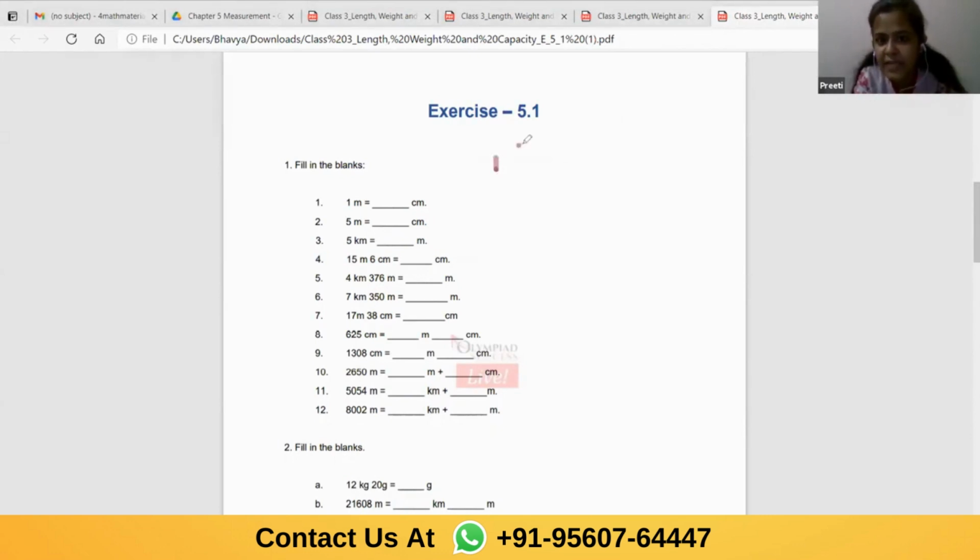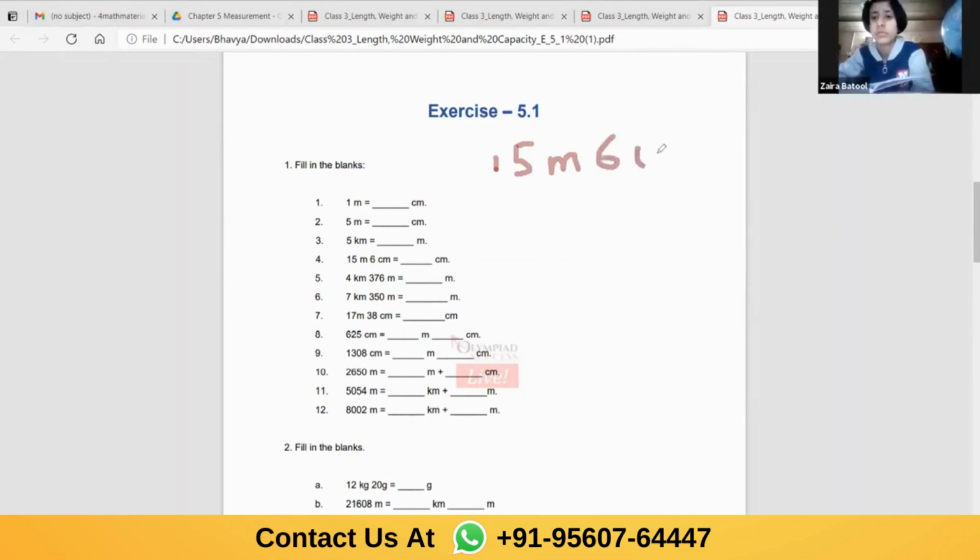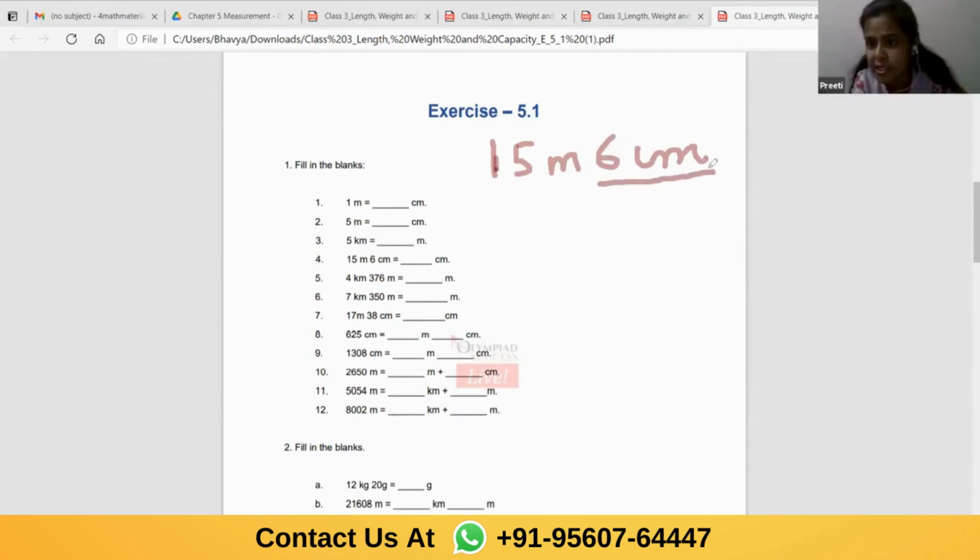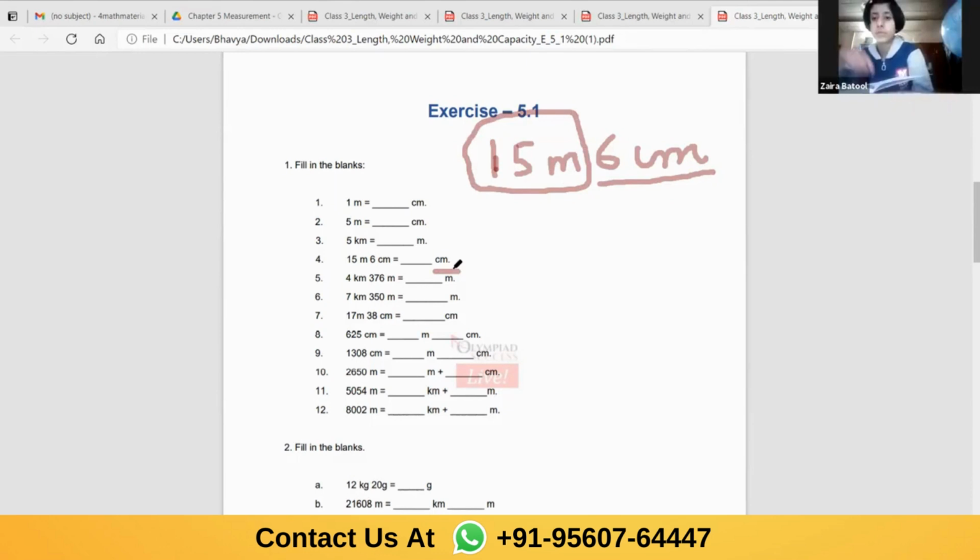Okay. It is 15 meter, 6 centimeter. Correct, Zaira? Yes, ma'am. And we have to change this whole thing to centimeter. Correct? Yes, ma'am. Now 6 is already in centimeter, so no need to change this. But 15 meters should convert in centimeter because I want my final answer in centimeter. Correct? Yes, ma'am. Now 1 meter is equal to 100 centimeter.